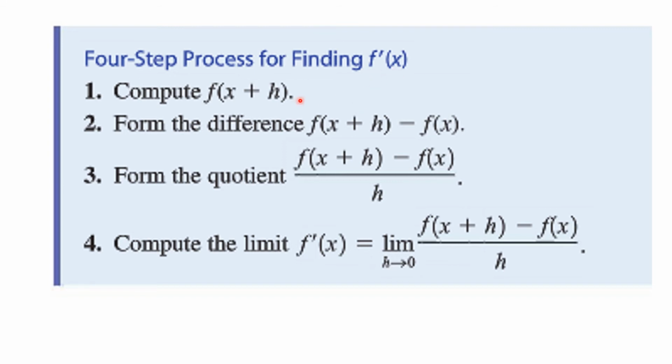So the four steps are: you compute f of x plus h. So we have f of x, we plug in x plus h there. And then we're going to compute the difference, f of x plus h minus f of x. And then we're going to take that answer and we're going to divide that by h. And then we're going to take the limit. Now you see we do all of these steps and then we take the limit, where we learned that in previous lectures. You see calculus continues to be the study of limits.